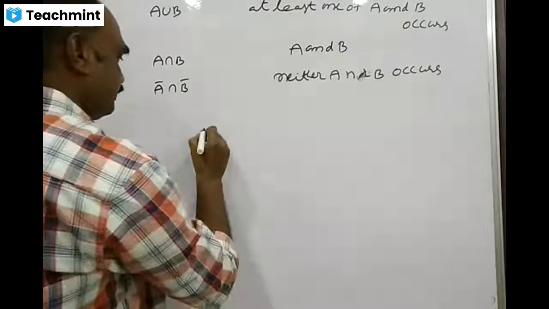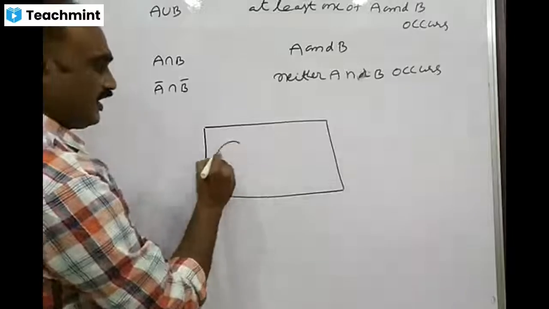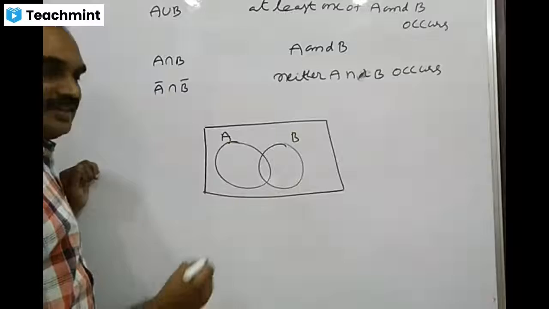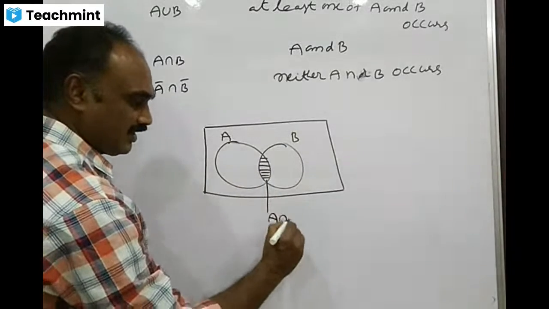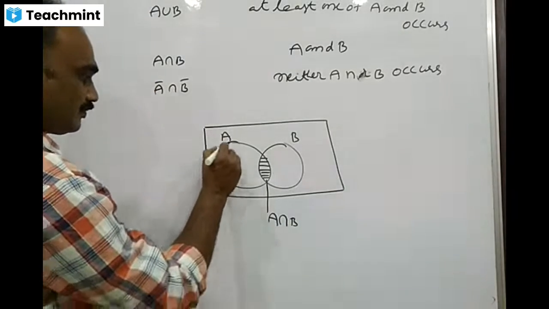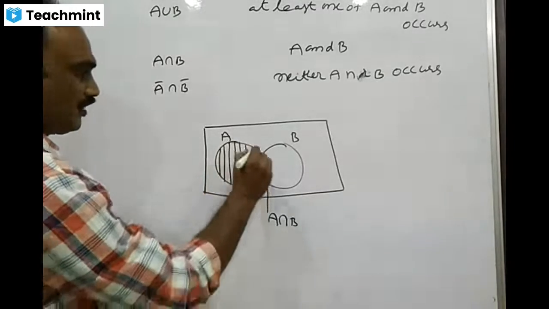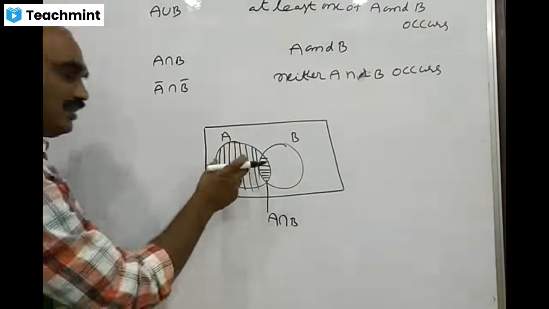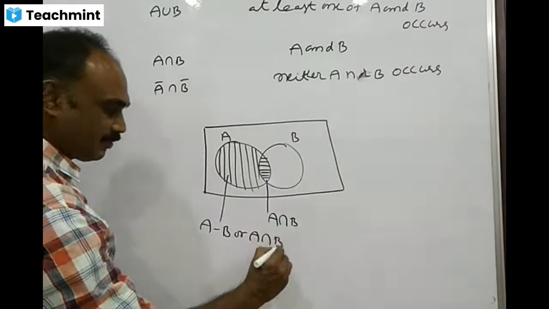Students, in the Venn diagram, this is set A, this is set B. This part is A intersection B. Only this part is A minus B, friends, A minus B or A intersection B bar.